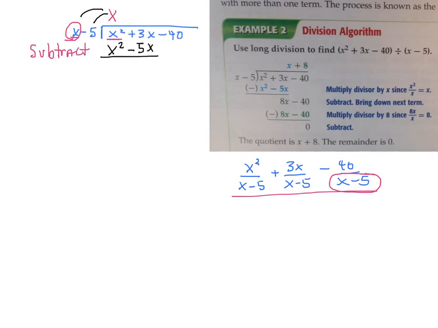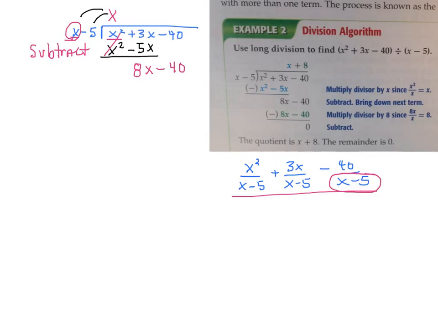So x squared subtract x squared, those cancel out. 3 subtract negative 5 is 8x. I bring down my next term, negative 40. Now it's like the directions on a shampoo bottle. Have you ever read them? It says, lather, rinse, repeat. And you want to do the same thing here now. You're just going to repeat the process that you started in the beginning.